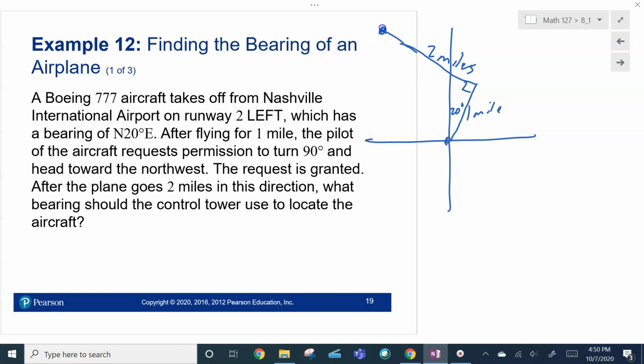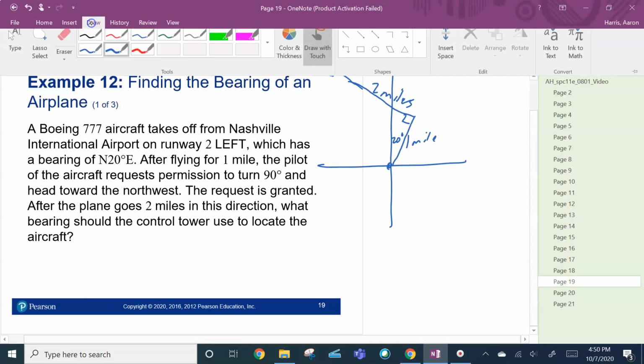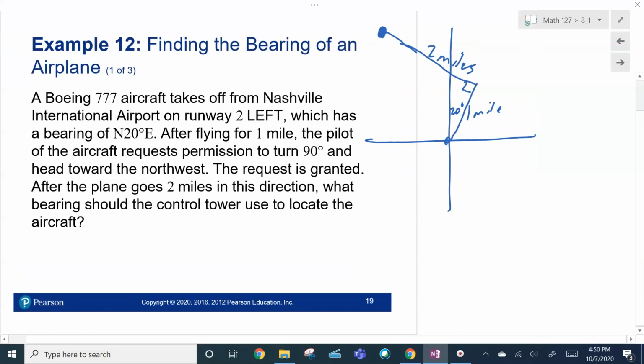What bearing should the control tower use to locate the aircraft? All right, so here's where the aircraft is, right here. So what we're wondering is, what's the bearing? In other words, what is the angle theta back to it? You know, north, so it would be north theta degrees west, right? That's our question. So what can we do here? Well, let me call this angle A right here, and that's that whole angle. That's the theta and the 20 degrees, angle A.